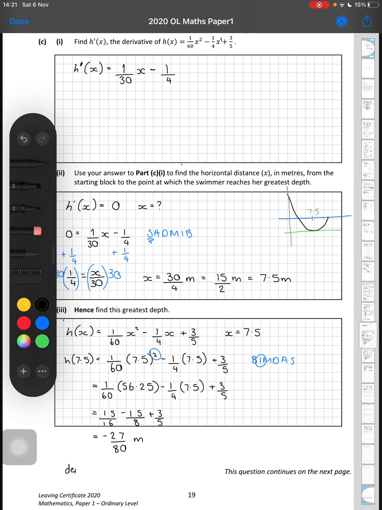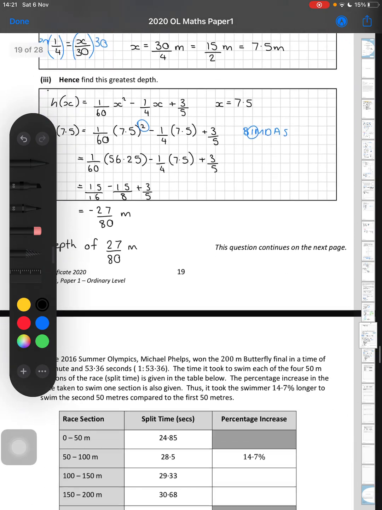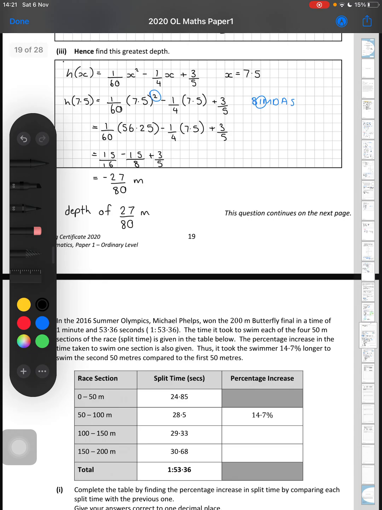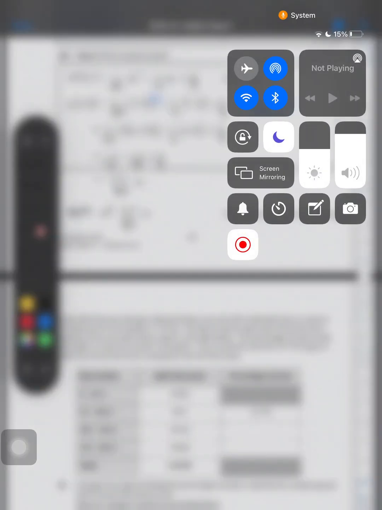Okay, so that is her height relative to the surface of the water. It asks for her depth, so we don't really put the minus in. If your height is minus 5 meters from the surface of the water, that means you're at a depth of 5 meters. So here she has a depth of 27 over 80 meters. I'm just going to stop that there, and then I'll do D and E in another video.